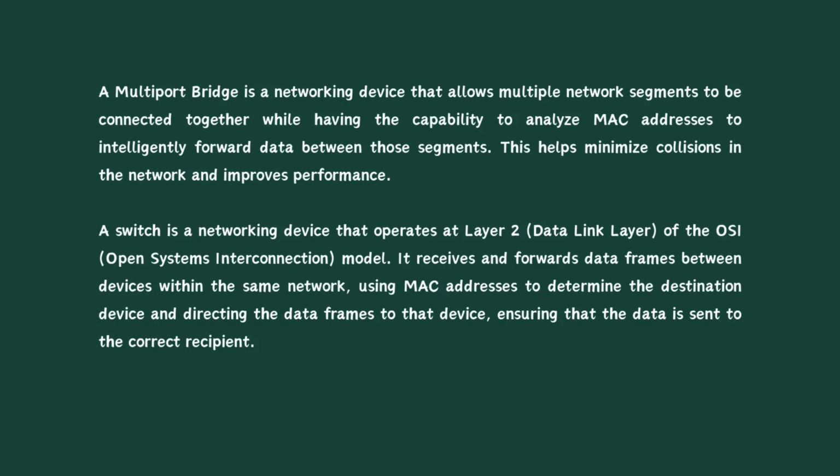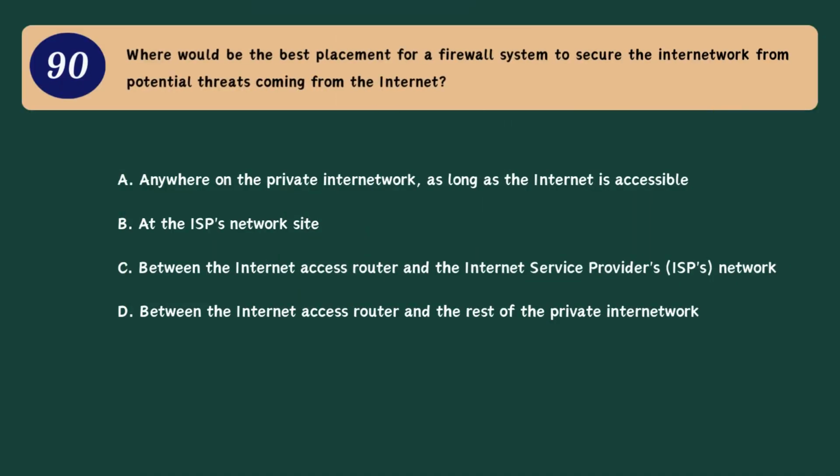while having the capability to analyze MAC addresses to intelligently forward data between those segments. This helps minimize collisions in the network and improves performance. A switch is a networking device that operates at Layer 2, data link layer, of the OSI, Open Systems Interconnection model. It receives and forwards data frames between devices within the same network, using MAC addresses to determine the destination device and directing the data frames to that device, ensuring that the data is sent to the correct recipient.